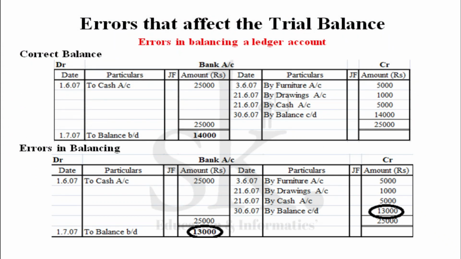Errors that affect the trial balance might also happen because of errors in balancing a ledger account. The correct balance should have been 14,000, but you were careless and made a mistake while drawing the balance, and you have written down 13,000 as the balance of the bank account. Once you do a trial balance, you will find 1,000 rupees short on the debit side and your trial balance will not tally, because the mistake relates to the balancing of the ledger account.